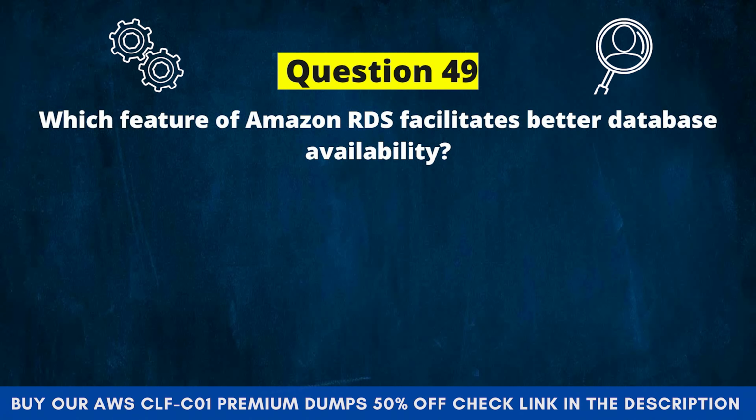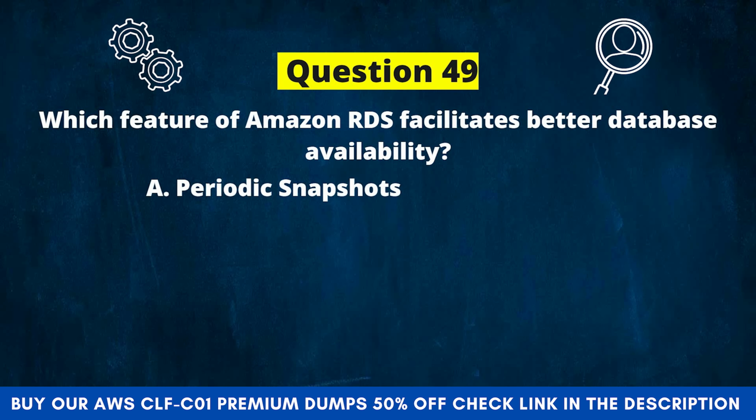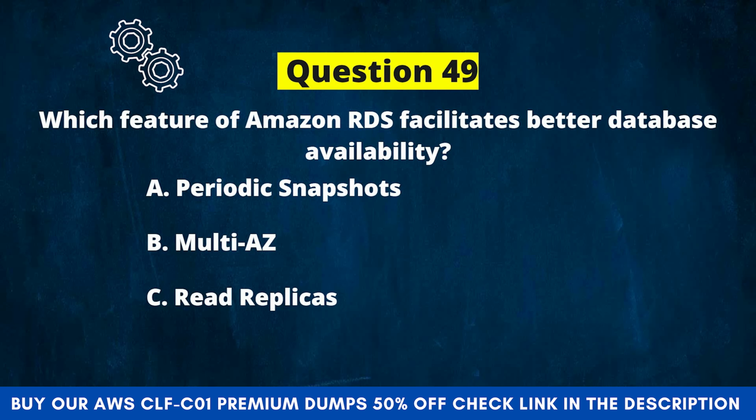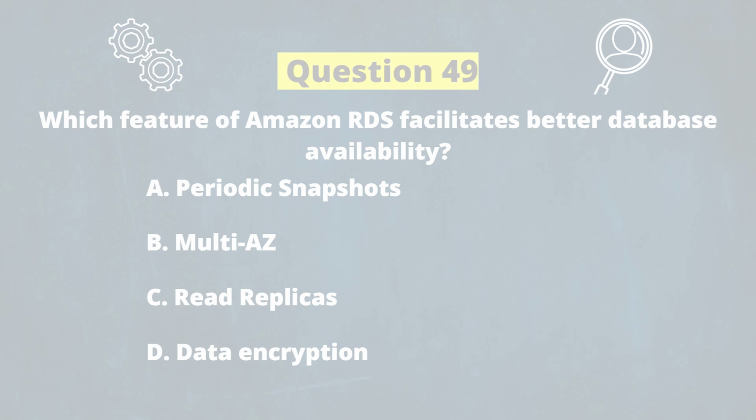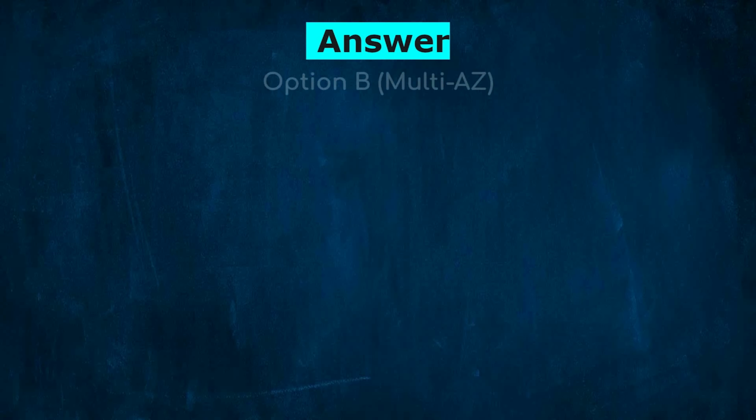Question 49. Which feature of Amazon RDS facilitates better database availability? And the options are A. Periodic snapshots, B. Multi-AZ, C. Read replicas, D. Data encryption. And the correct answer is option B.